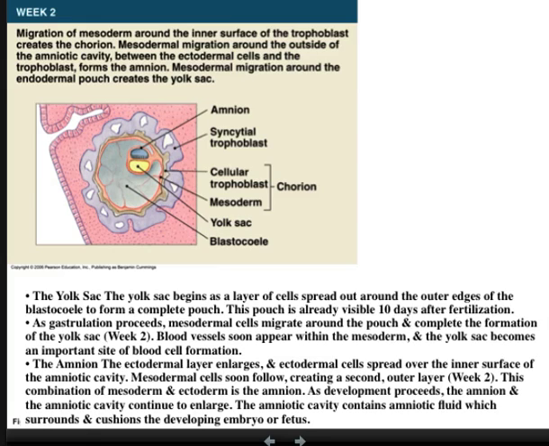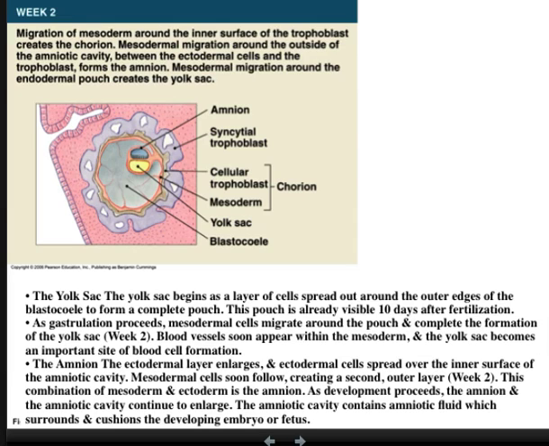The amnion is made up of ectodermal cells that spread over the inner surface of the amniotic cavity, and mesoderm follows that and creates a second outer layer. This is at 14 days. This combination of germ cells is the amnion.